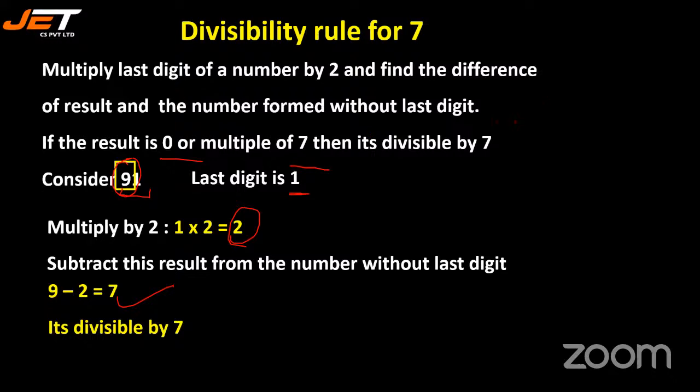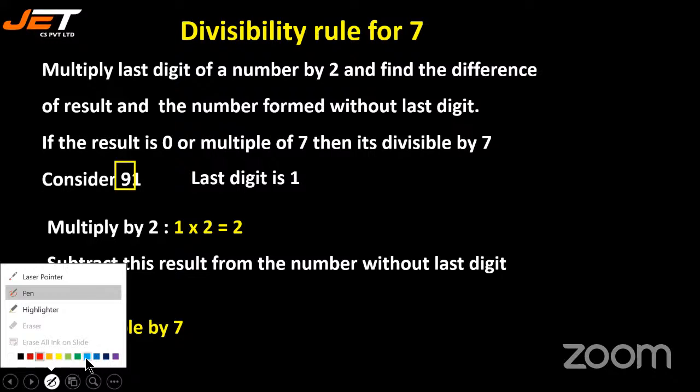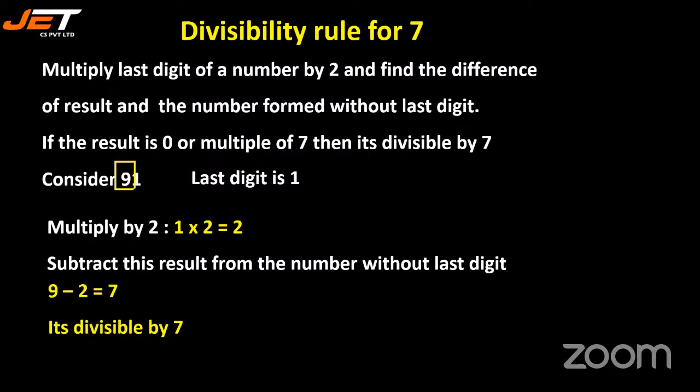I repeat the rule. You have to see the last digit. That is 1. Multiply the last digit by 2. 1 times 2 is 2. Now the remaining digit is 9. From the remaining digit, you have to subtract the product that you have got here. So 9 minus 2 is 7. If the difference that you are getting is either 0 or a multiple of 7, that means it is divisible by 7. Let's try the other one.